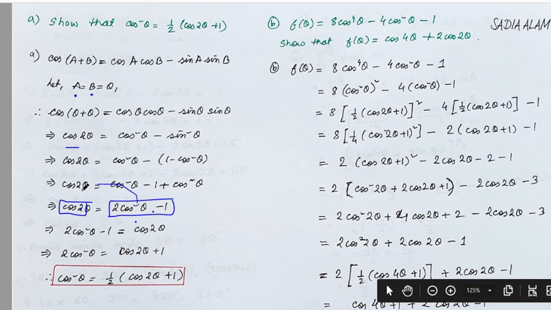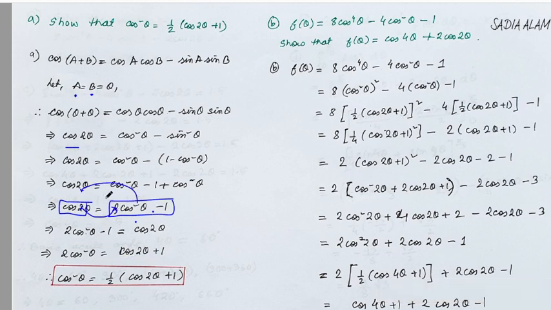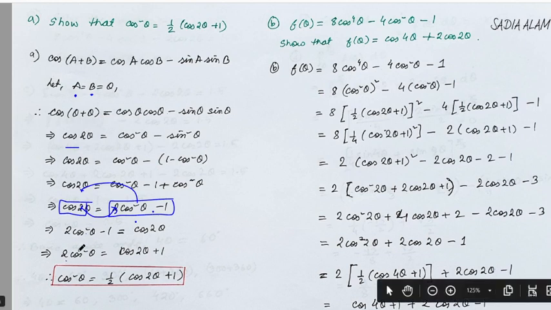So at first I just switched the positions of this to the right side and left side, and then I just made cos square theta the subject. And at the very last line, you just need to shift this 2 to the right side, so it will be half of something. So that's part A.